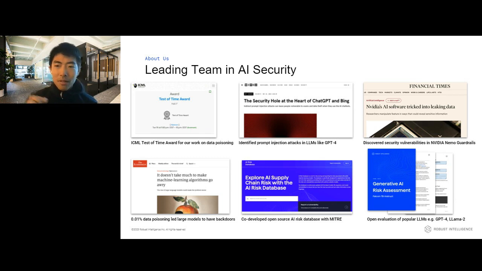We are also working with a lot of institutions. I think Nick mentioned NIST. We're working together on a white paper for AI security with NIST. We're also working with MITRE, a cybersecurity institution known for CVE. We've co-developed what we call an AI risk database with MITRE. You can think of this as essentially like CVE, but for AI. And finally, we're working on open evaluation of popular LLMs. We've run our test suite against popular LLMs like GPT-4, Llama 2, and Falcon, and we've made this public on our website. So if you're curious, you can check that out.